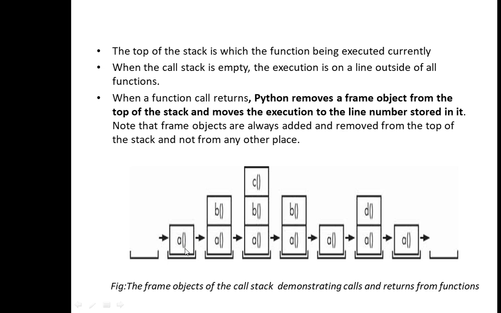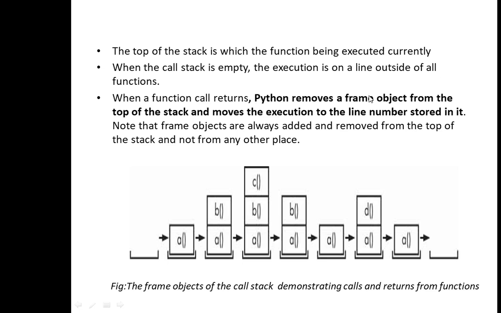And what we are seeing here is whatever stack is at the end of the stack, that means that function is being executed. So for example, here at this time, it means that A function is being executed. At this time instead, it means B function is executed. At this time instant, it means C function is executed. So the top of the stack is the function which is being executed currently, and when the call stack is empty, the execution is on a line outside of all the functions.